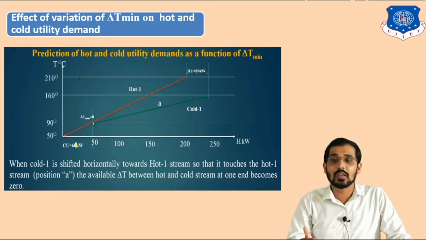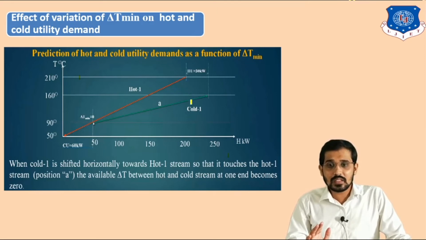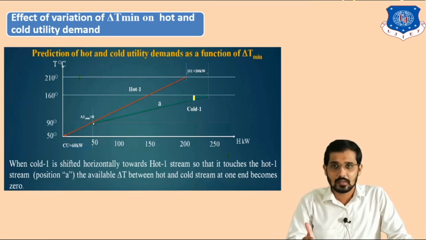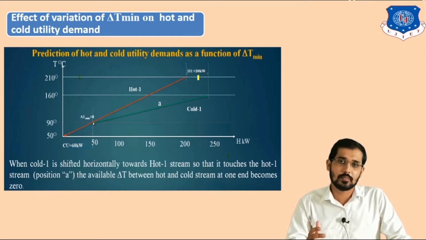So that is nothing but cold utility, and this value is nothing but 60 kilowatt. Similarly, you can see here this is the extra part of the cold stream. If you want to heat this extra part of the cold stream, you will require an extra amount of heat utility, because the hot stream is not available here. So for that, extra utility is available, that is nothing but HU, and the value is 30 kilowatts.